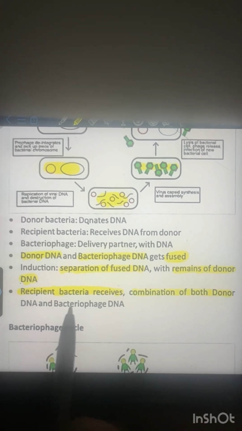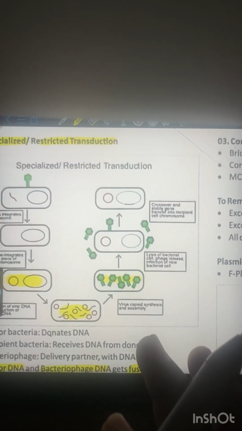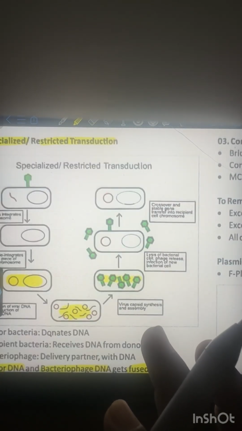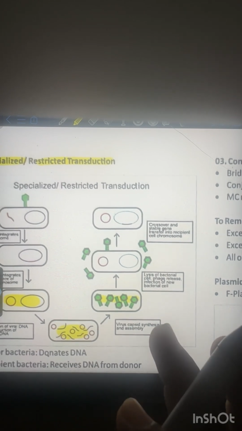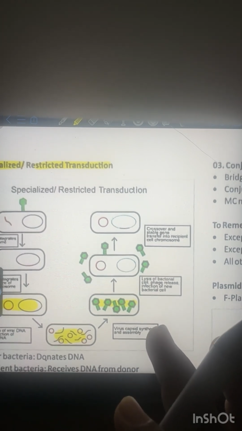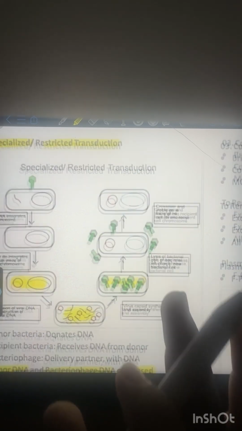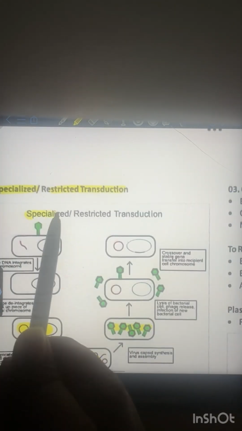And that is the difference that you have between generalized and specialized. If you remember, in generalized, it was a simple food delivery. The bacteriophage went, picked up the DNA from the donor, went and gave that DNA to the recipient. Simple. Pick up the food from here and give it to the recipient. But in specialized, there was a complication. What is the complication? Relationships. First there was a relationship, then there was a breakup, and that combo DNA was ultimately getting delivered. And that is what you call specialized transduction.